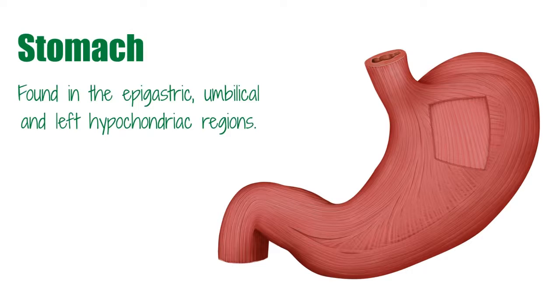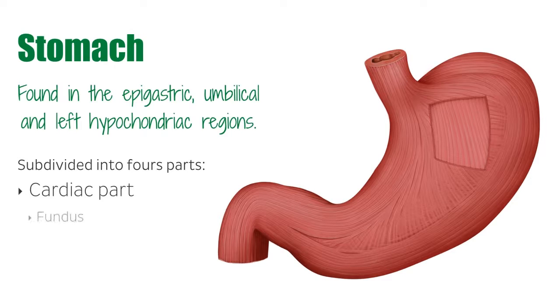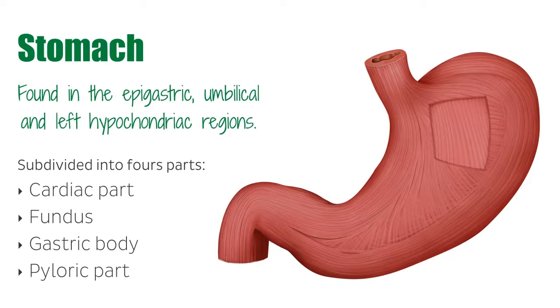The stomach can be subdivided into 4 main parts: the cardiac part, the fundus, the gastric body, and the pyloric part. The structure of the stomach is similar to the rest of the GI tract and is composed of mucosa, submucosa, and a muscular layer. I'll talk a bit more about these layers later on in the tutorial.